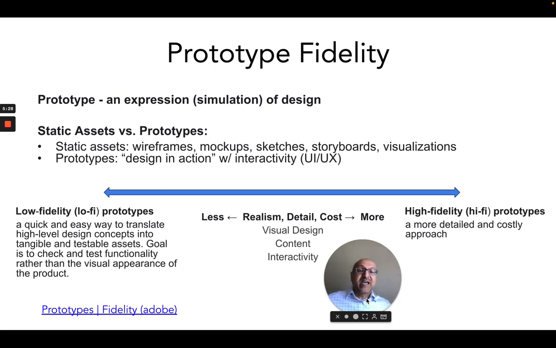On the right side, we have high fidelity or hi-fi prototypes. It's a more detailed, more costly approach to prototyping. And in the middle, we've got some elements to think about. So what we want is initially lo-fi prototypes, so less realism, less detail, less cost across both visual design, content, and interactivity. And then over time, get to more realism, more detail, and most likely higher costs. There's also a link to learn more about prototypes and fidelity through companies like Adobe.